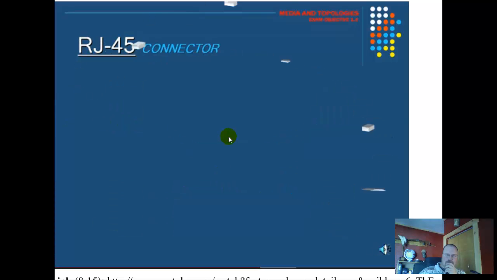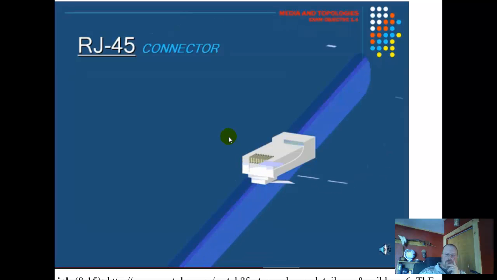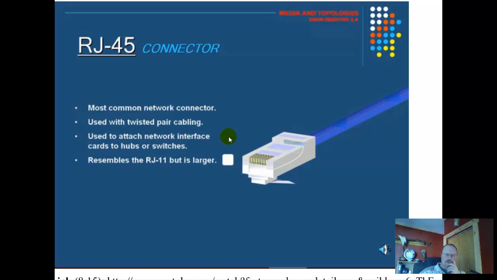The RJ45 is the most common network connector. This is an 8-wire connector used to connect computers to local area networks. Like the RJ11, it also locks itself into place by a hinged locking tab, and it also resembles the RJ11 but it's larger.